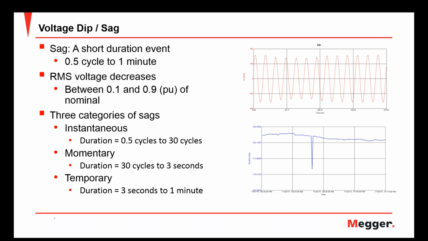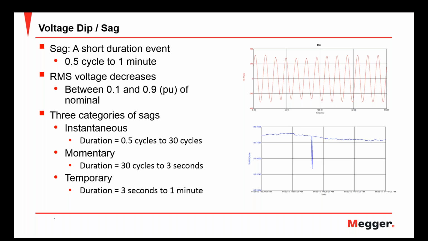Voltage dips and sags. Now, the terms dip and sag basically mean the same thing. It all depends on what portion of the world you're in. In the U.S., we tend to look at them as sags. In other parts of the world, they are referred to as dips. They mean exactly the same thing.